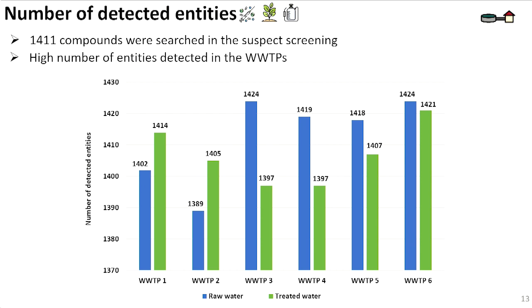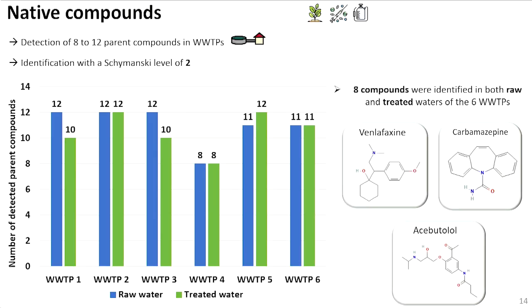Now, it's time for the results. Here are represented the number of detected entities, and as a reminder, more than 1,000 compounds were searched during the suspect screening. And as you can see, a high number of entities is detected according to the site and the type of wastewater. Now, if we focus on the identification of the compounds, for the 18 native compounds, between 8 and 12 parent compounds were detected in the wastewater treatment plants. They were identified with a level of 2.